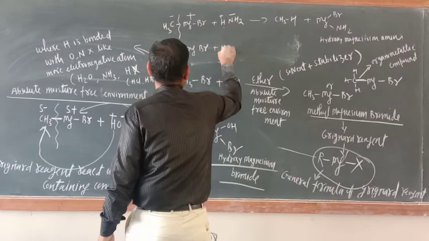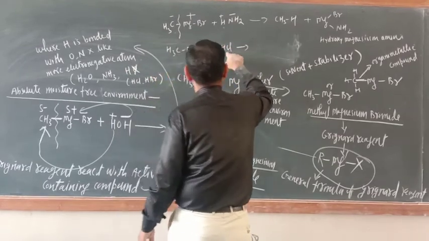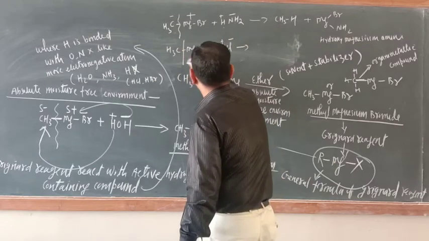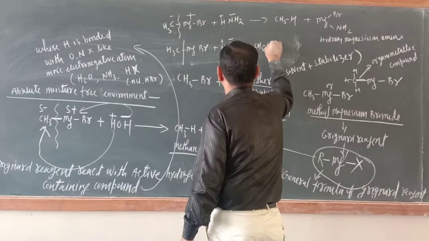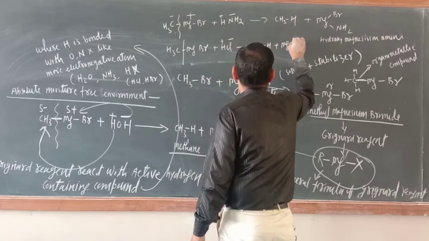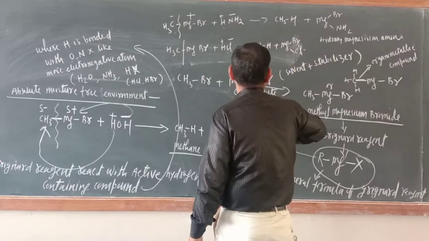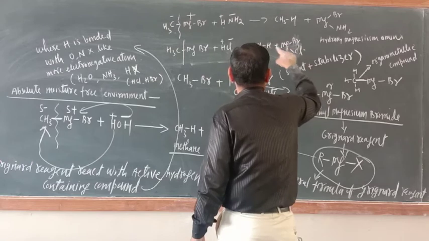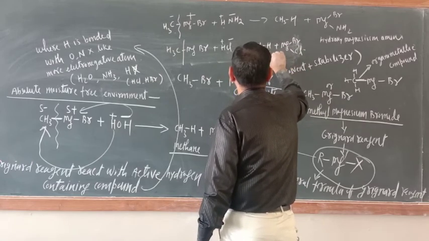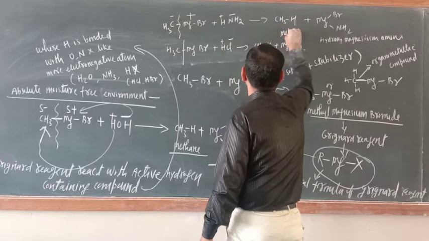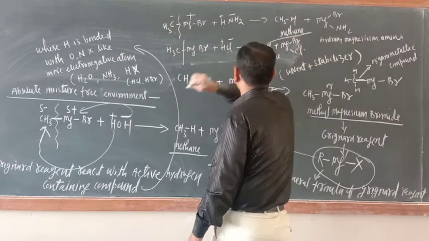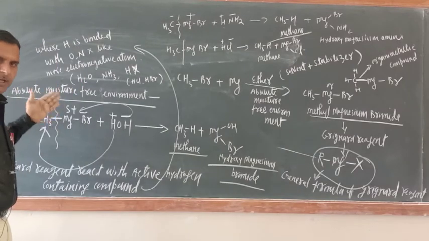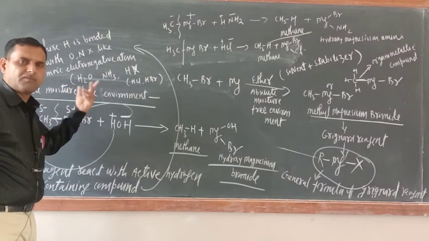Suppose this is reacting with HCl. This is also an active hydrogen containing compound only. So with the positive and negative parts, here we get CH3H plus MgBr and Cl. This is chloromagnesium bromide or bromomagnesium chloride, and this is methane. Here also methane. So Grignard reagent reacts with active hydrogen containing compounds and forms alkane.